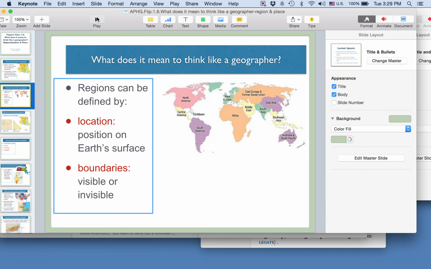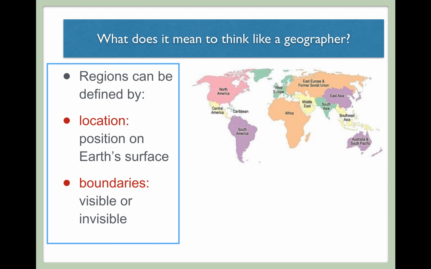There are several ways that we create these regions for geographers. For example, looking at areas by location, which specific areas of the world are located close to one another can help us differentiate one location from another.